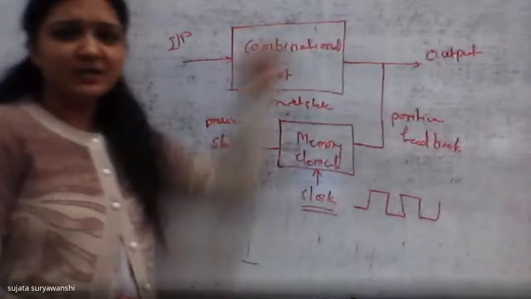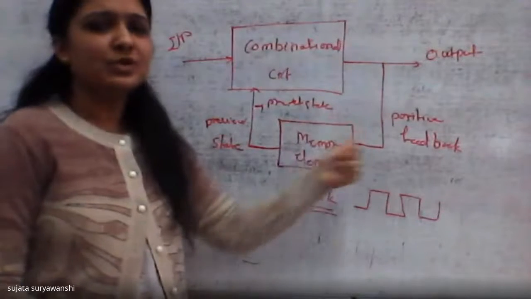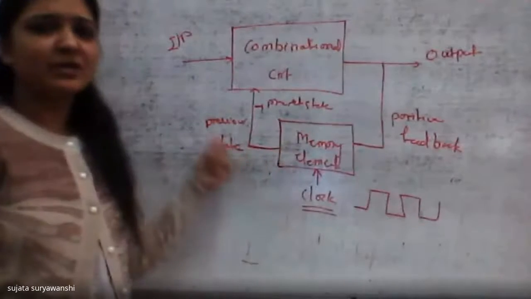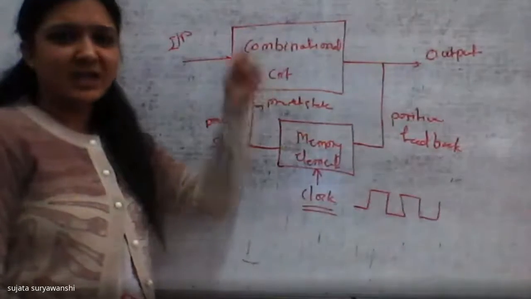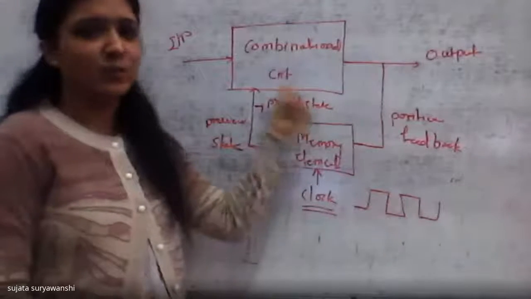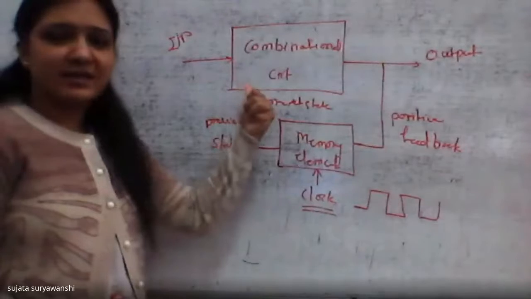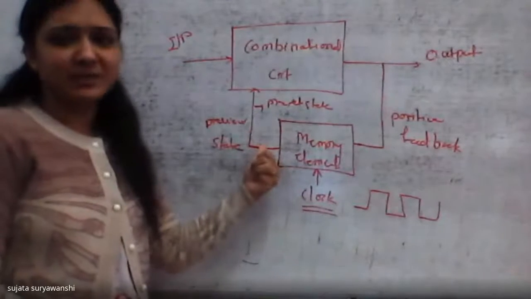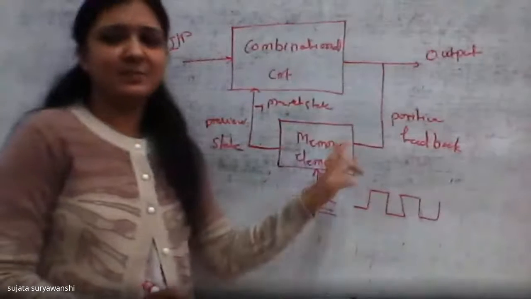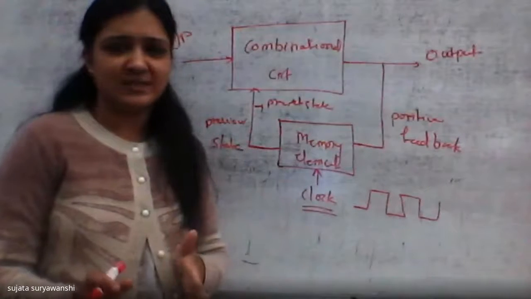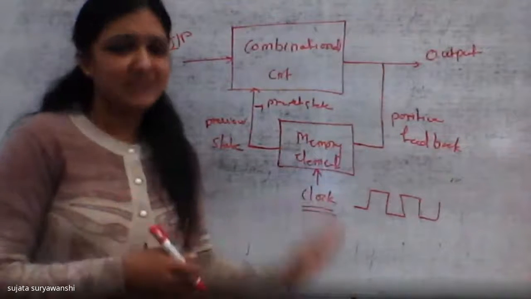This is a continuous process. Every time the memory unit stores some data, that data is given as input to the combinational circuit, and again the combinational circuit works on the external input and the present state data stored in the memory element. The memory element is absent in the combinational circuit and present in the sequential circuit.